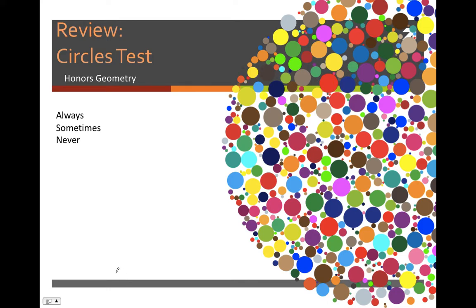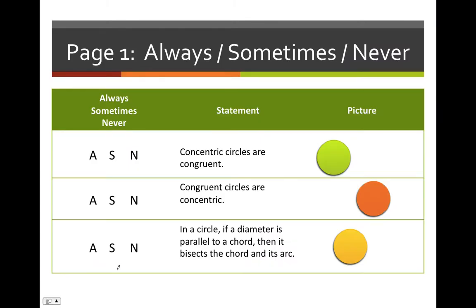This portion of the recording is to help you with the always, sometimes, never portion. On your test, you will have one column where you select always, sometimes, or never. The middle column will give you your statement, and the third column requires you to draw a picture that shows the reasoning behind your always, sometimes, never choice.